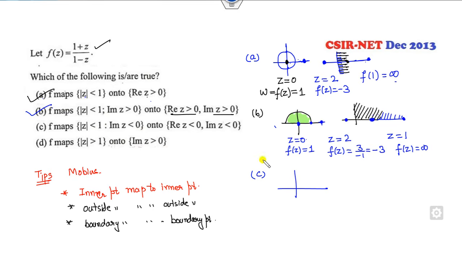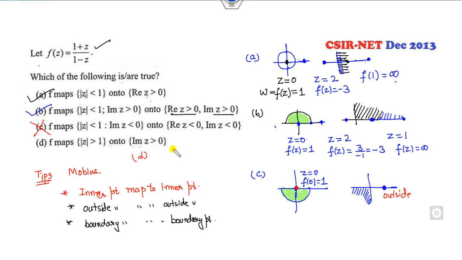Look at the third case. Again a unit circle, but the imaginary part is negative. So that means this is the portion here. Clear? This is my figure, and it maps to X negative, Y negative on this. So again, if I take Z equal to 0, what is f of 0? F of 0 is 1. Where does the 1 lie? Here. And you can see 0 is my inside point, but 1 is my outside point. So it is not a valid transformation. Inner point must map on the inner point. So this option is cancelled out.